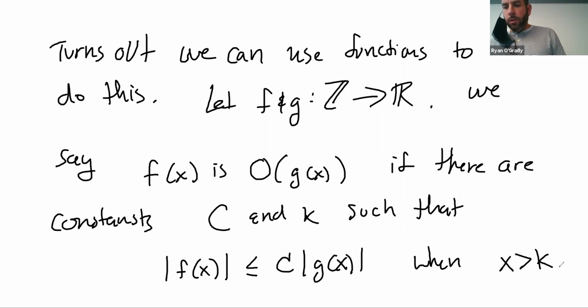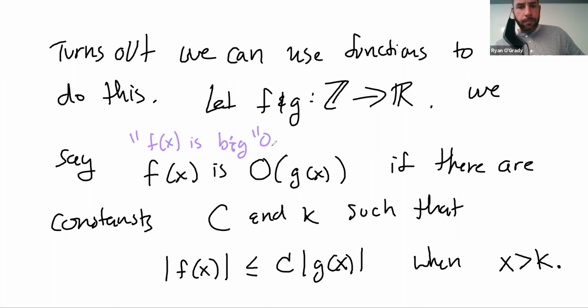So this is a loaded definition. And by the way, let me write this down, what this means. So this reads: f of x is big O of g of x. Maybe I should write big O like O-H-O. So that's the way you read that.